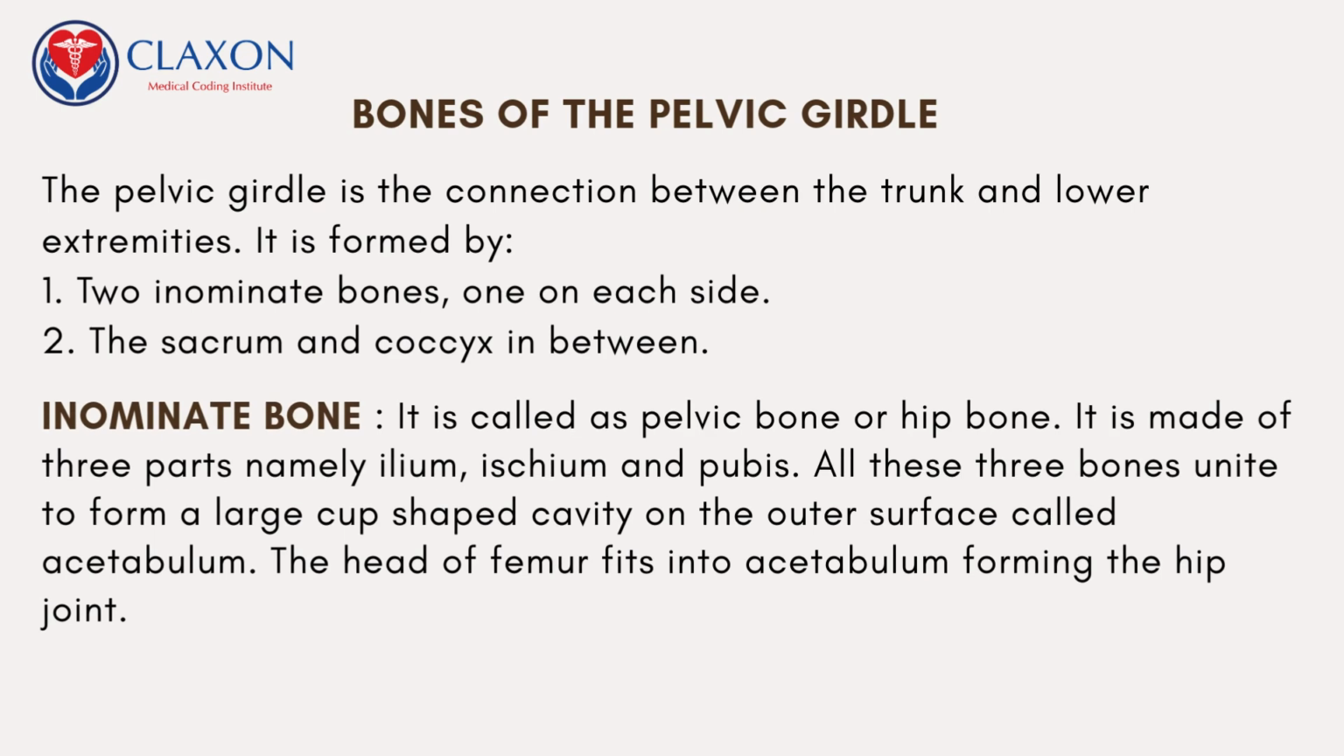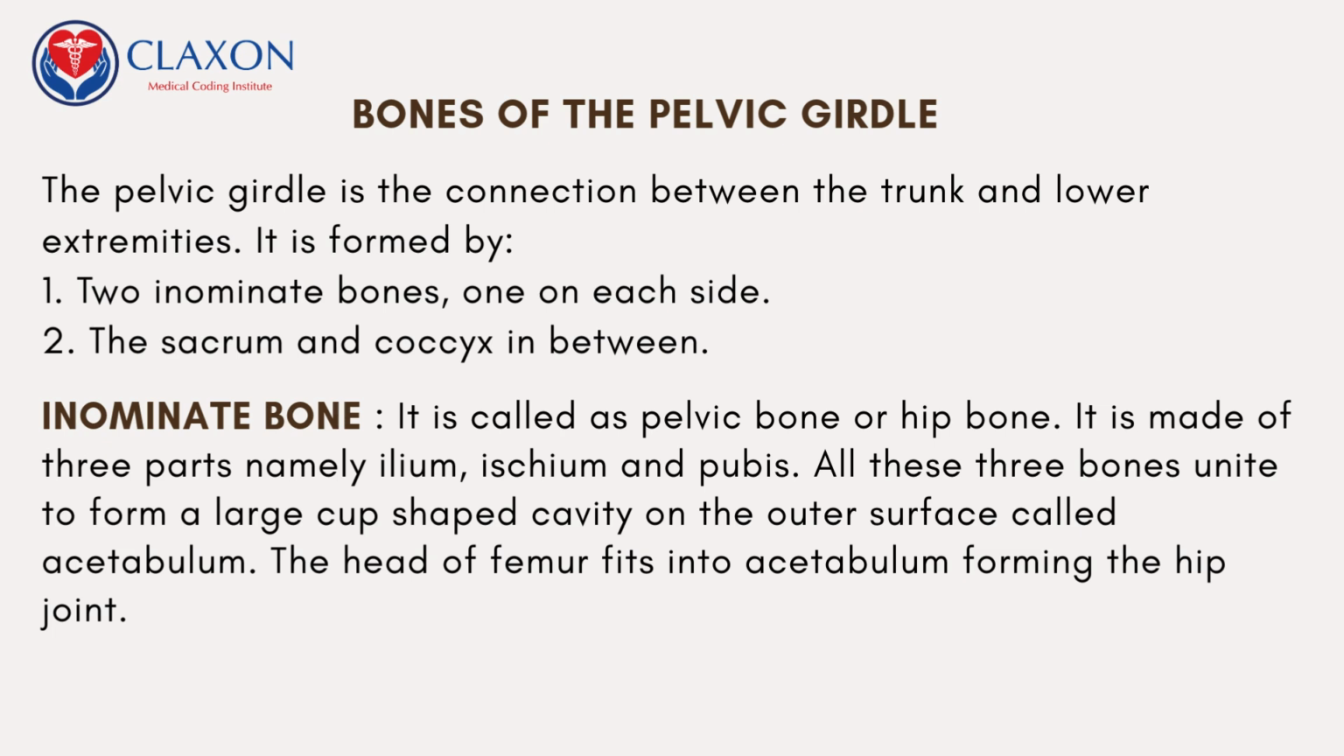Bones of the pelvic girdle. The pelvic girdle is the connection between the trunk and lower extremities. It is formed by 1. Two innominate bones, one on each side. 2. The sacrum and coccyx in between. Innominate bone, it is called the pelvic bone or hip bone. It is made of 3 parts, namely ilium, ischium and pubis.